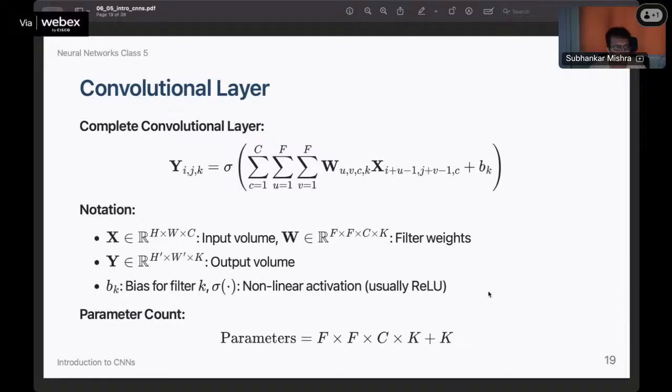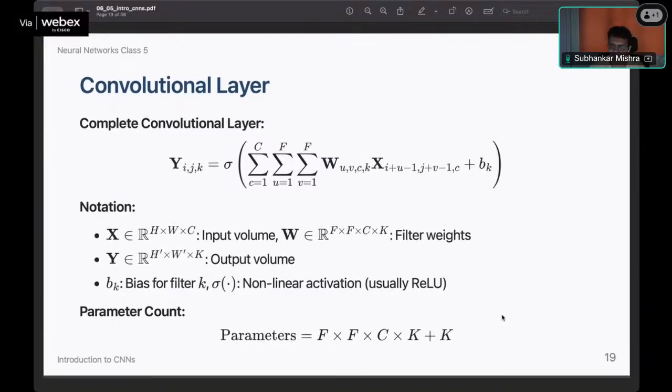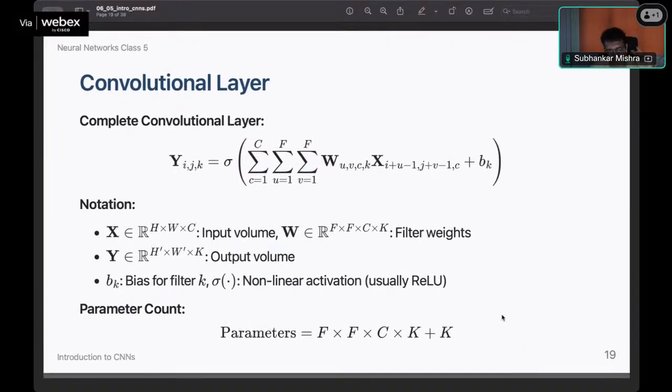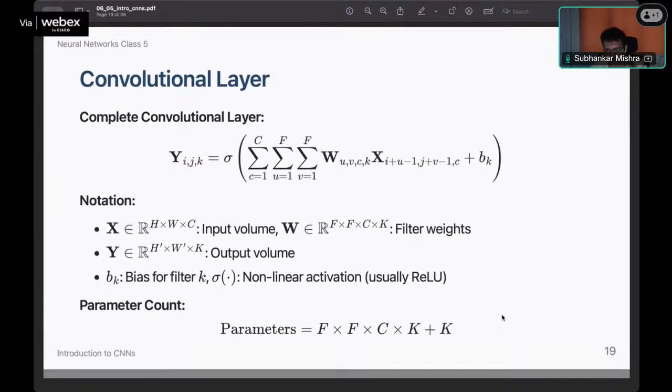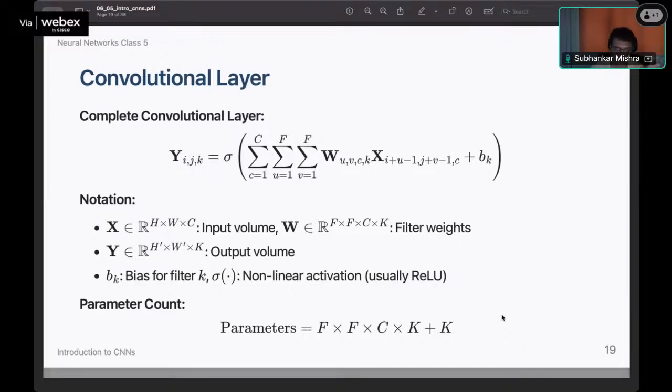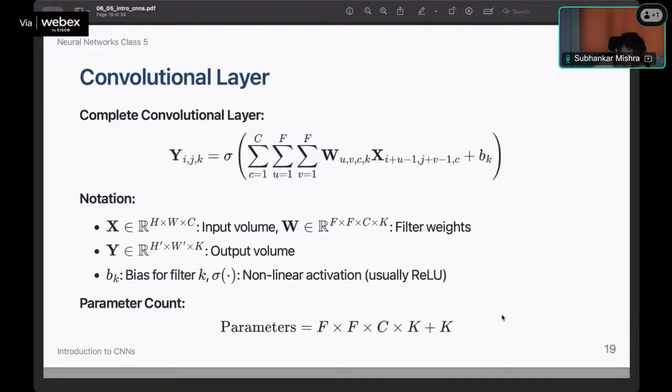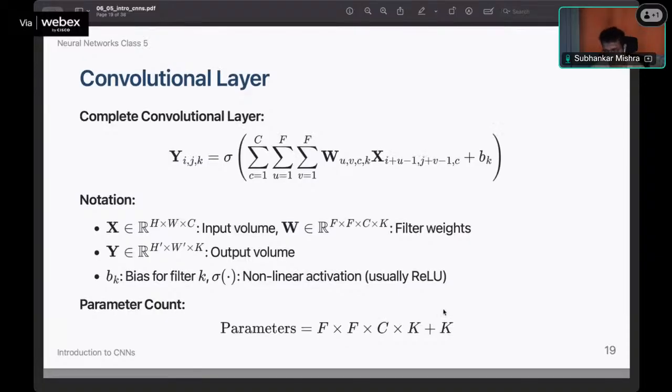Okay, so now the next is, how does a total convolution look like? This looks a little bit complicated, but this is everything that we have studied before. If you look at the innermost two summations, that is the 2D convolution. The outer summation is over channels, the b_k is the bias that we generally add. The k is specifically for the kth filter, and then the sigma outside is the nonlinearity that is applied.